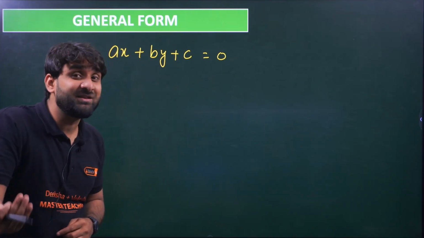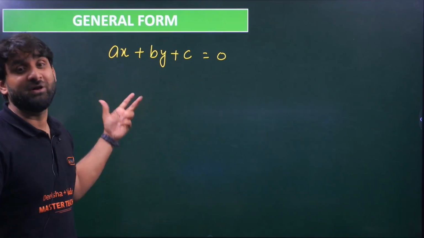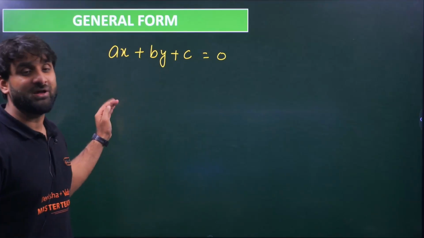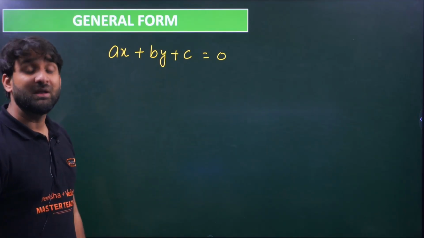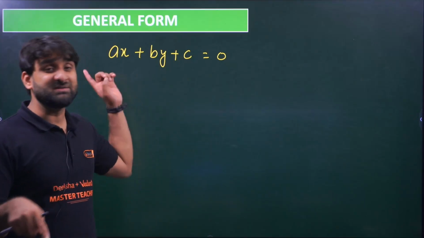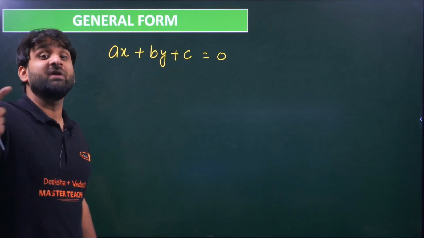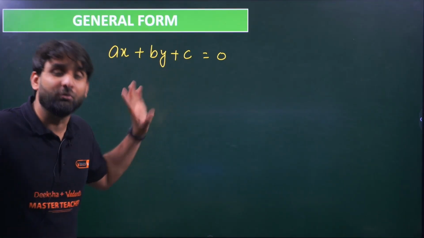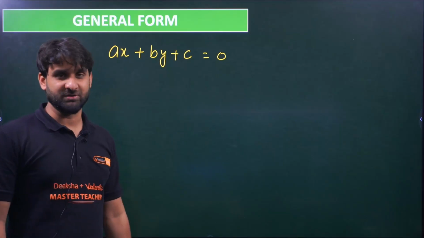And how many variables are there? Two variables. x and y both are variables. So that's why this equation has become a linear equation in two variables. Linear equation, why? Because the highest power is 1. In two variables, why? Because we have x and y both together in a single equation.